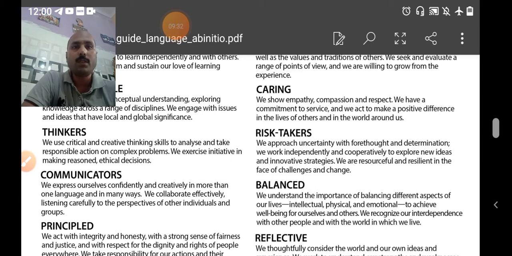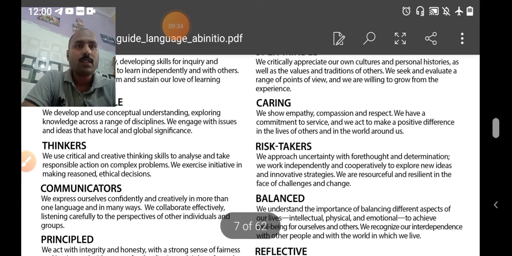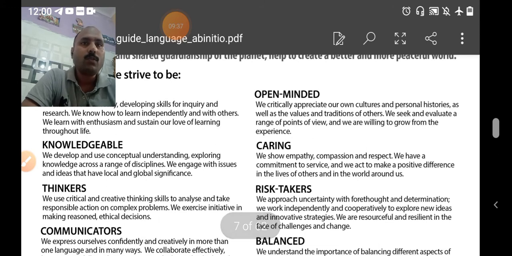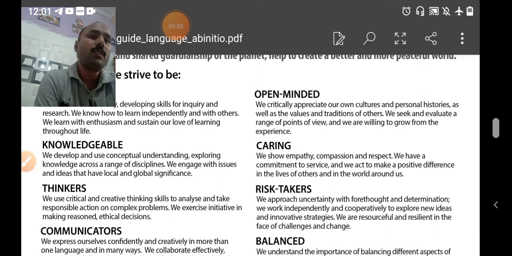Now principled, and the same as open-minded. These are very important keys of the IB learner profile. Once you are open-minded, only then will you be able to accept the reality and the tradition and the system of other communities and other people's ideas. So you will give importance to others as well.